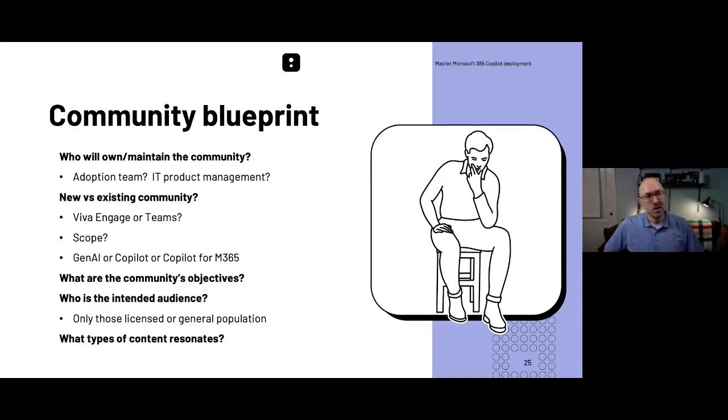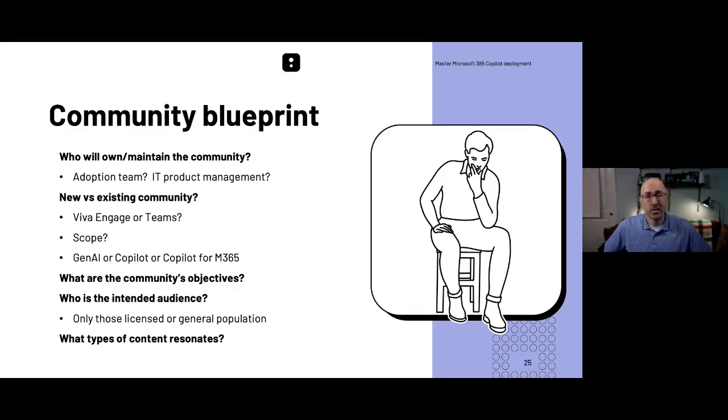So you have to ask yourself as you're rolling this out, do you want to use an existing community, maybe one that you already have for another purpose, or do you want to build a new community that's strictly for Copilot? And from there, you have to determine how you want to engage with your user base for that community. You've got a couple of options in the Microsoft world, such as Viva Engage or Teams, and there's pros and cons to each that we'll talk about in another slide in just a moment.